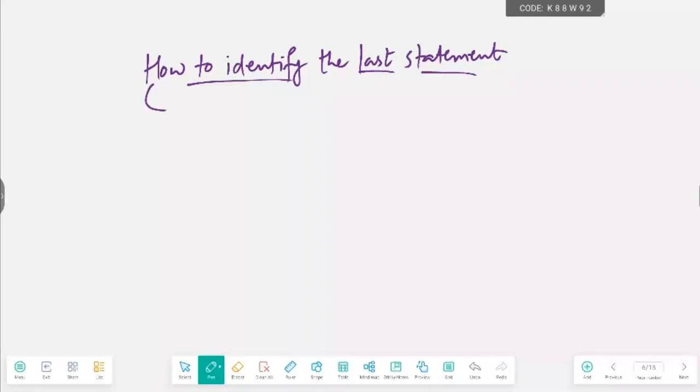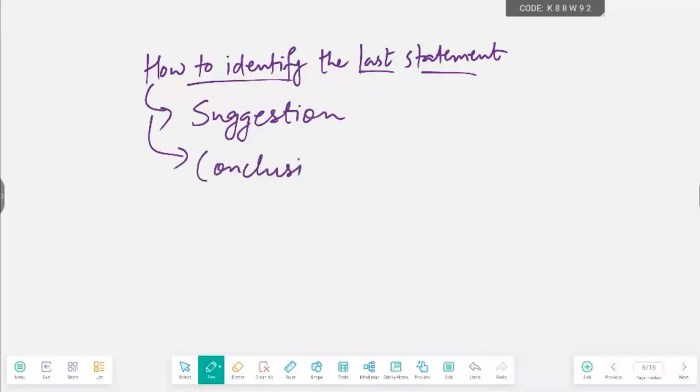Next thing that we saw was how to identify the last statement. In this, mark my words, we always identify a statement which is giving us some kind of a suggestion or some kind of a conclusion. I hope you are getting my point. हमें वो सारे statements को देखना है जो suggestion दे रहा है या फिर conclusion दे रहा है. So any statement that is giving us a suggestion or a conclusion will be our last statement. I hope you are getting my point.